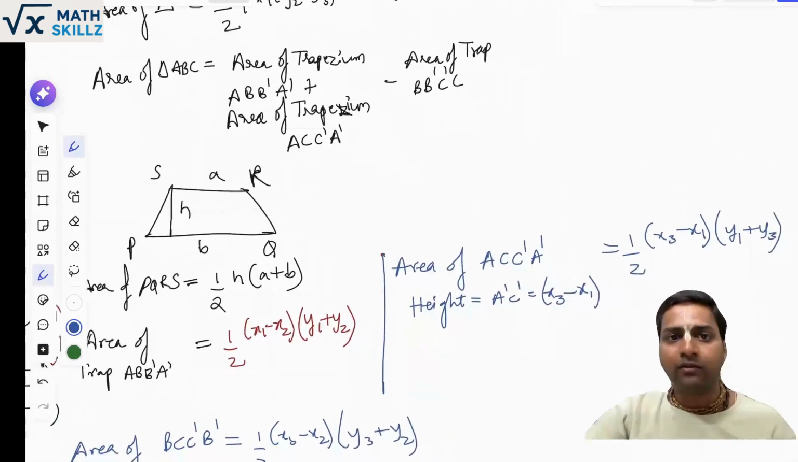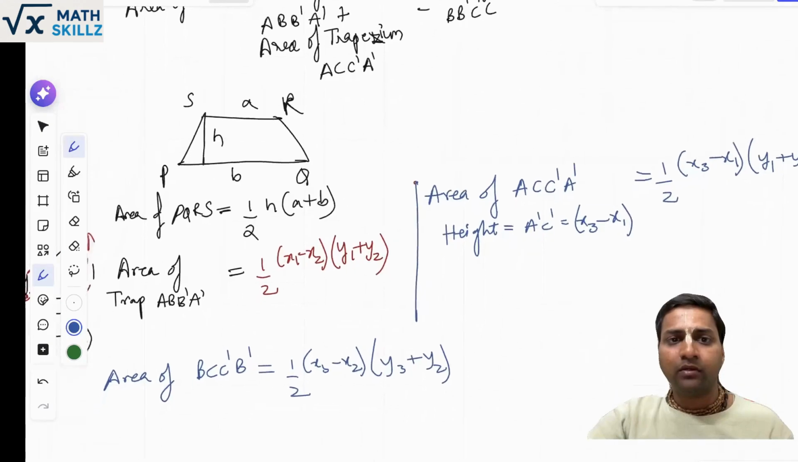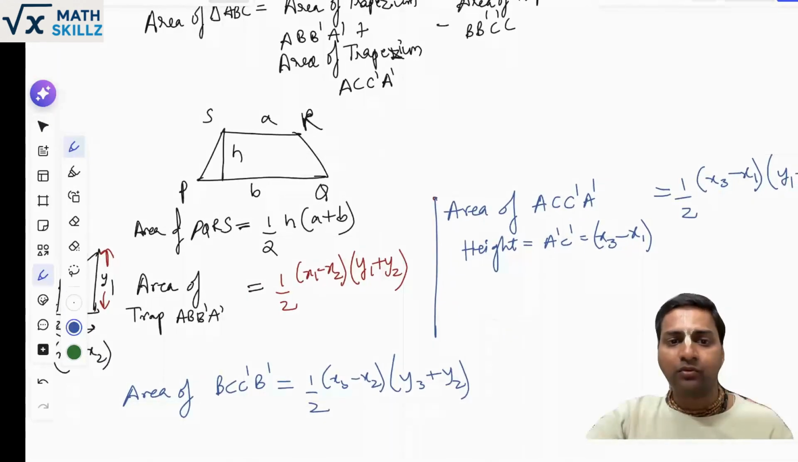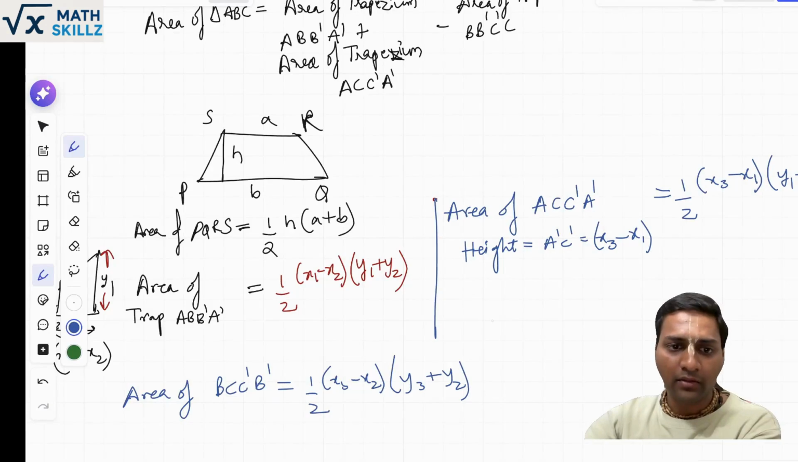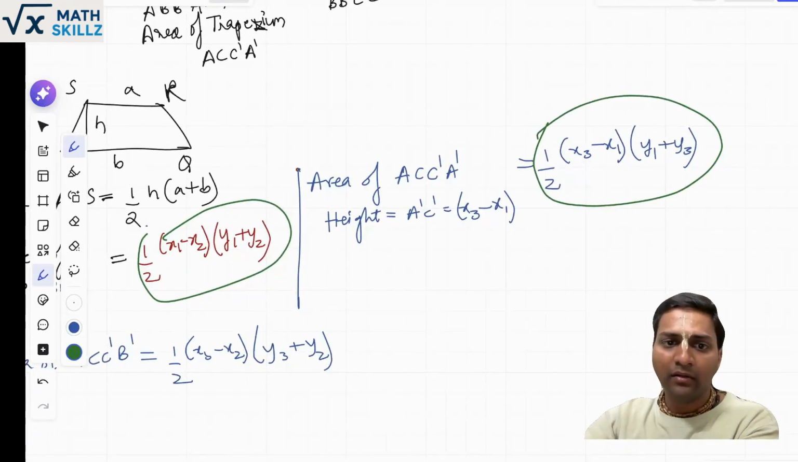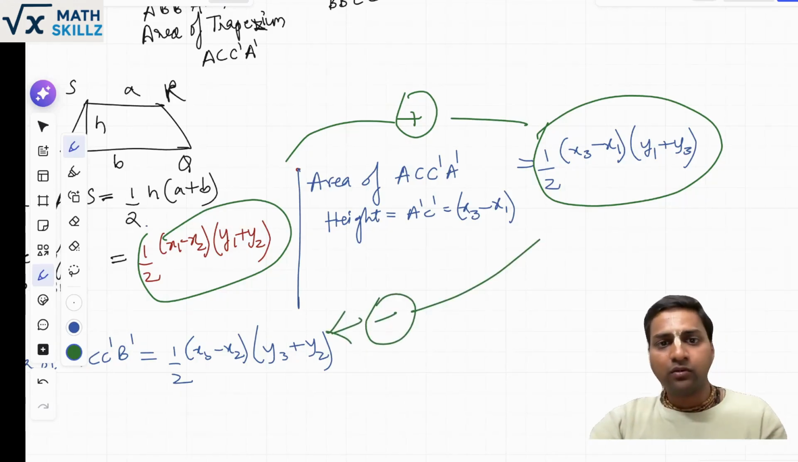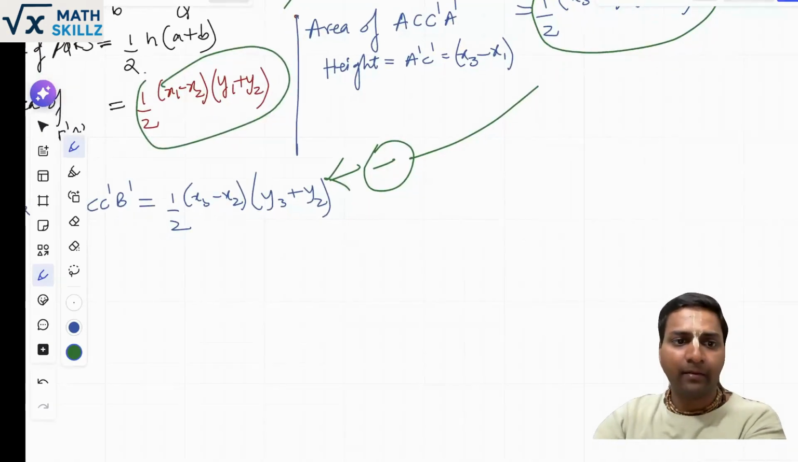Now I have to apply this formula here. So let us apply. It means the area of triangle ABC will be, I have to add this one with this one here, and then here I should add, and then I should subtract this one. Okay, so now let us put it in the equation.